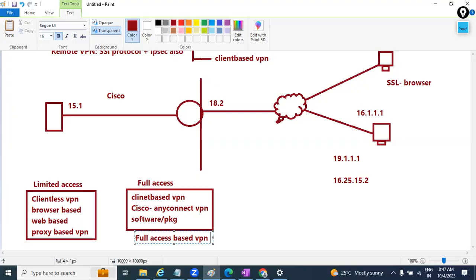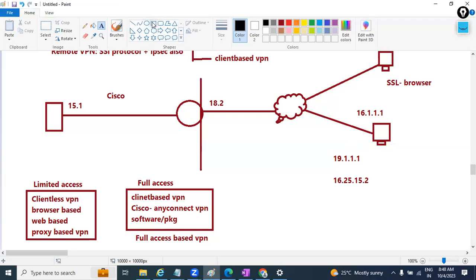So limited access is clientless, that is fine because on the daily basis we use it. Okay. So the concept is, when you're using this, I'm not a user, I'm an administrator. I need full access here. So in that scenario, what is there?